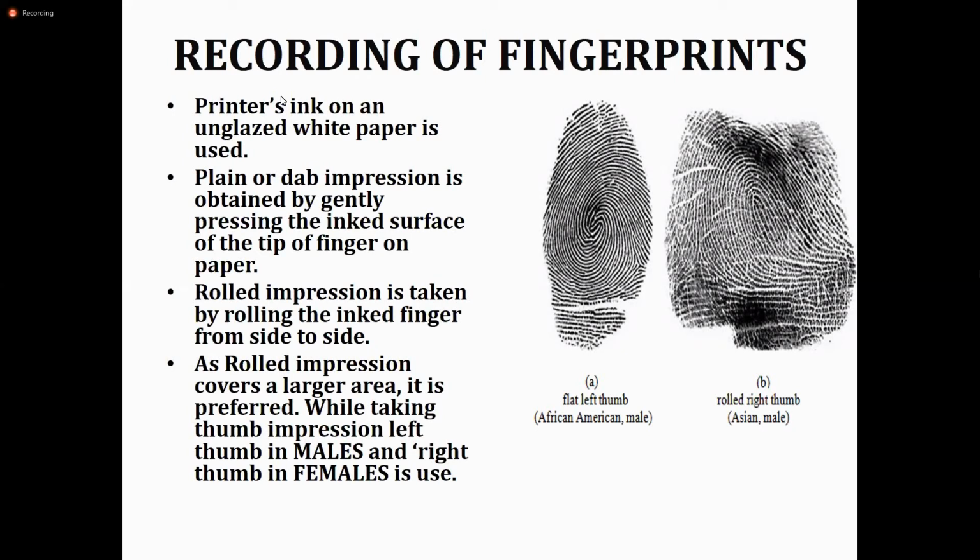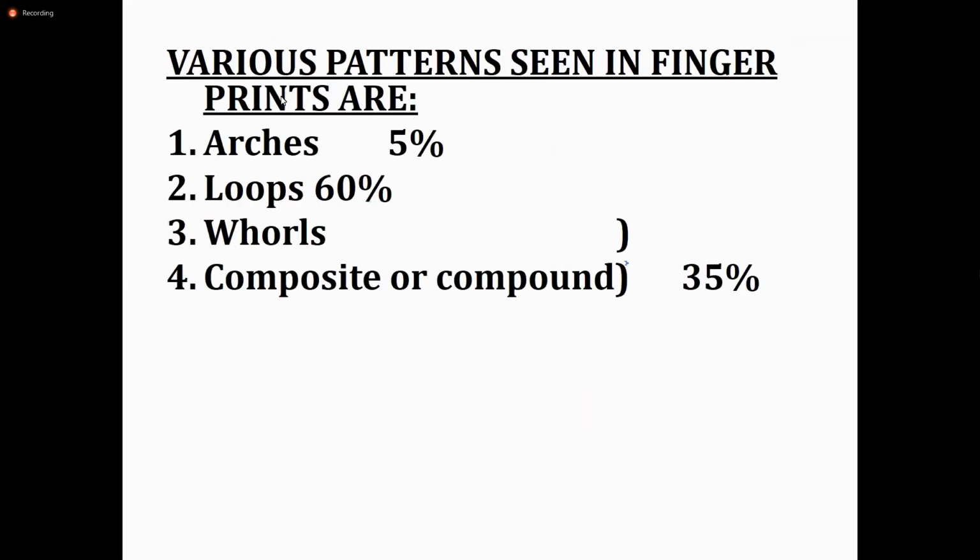Now, the various patterns that you see in the fingerprints: there are four main types, by means of which you can say to which pattern the individual belongs, and by means of which you can determine his identity. They are the arches, but just 5% of people have their pattern pertaining to arches.